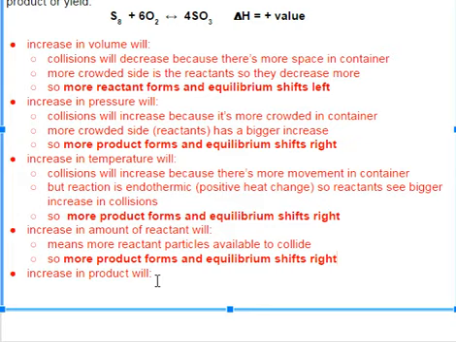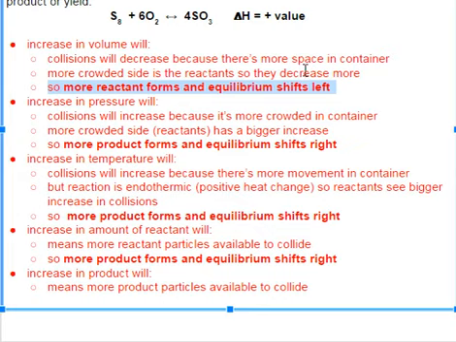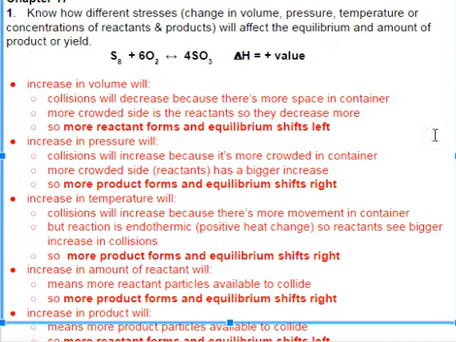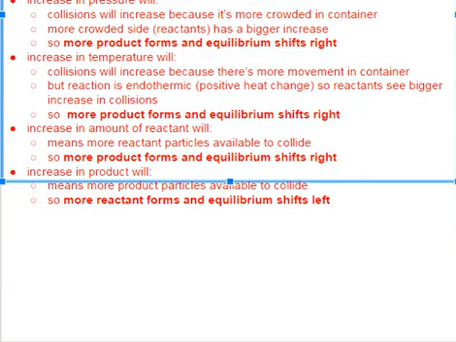If you increase the product, that means there's more product particles to collide. And if product collides more, the more reactant's going to form, it's going to shift left. Generally speaking, an equation is written in the direction that you want product forming. So usually we're trying to increase yield. That's usually the focus. But occasionally you might want to increase the reactant for whatever reason.